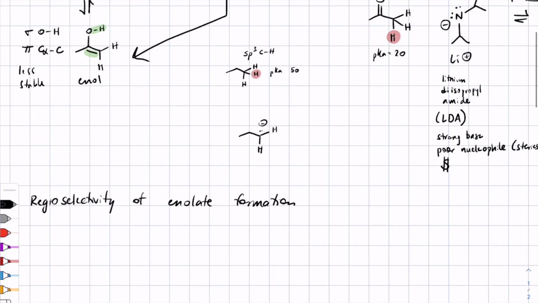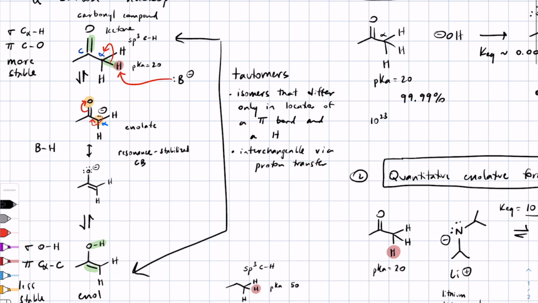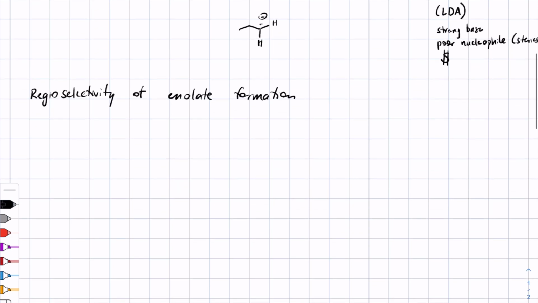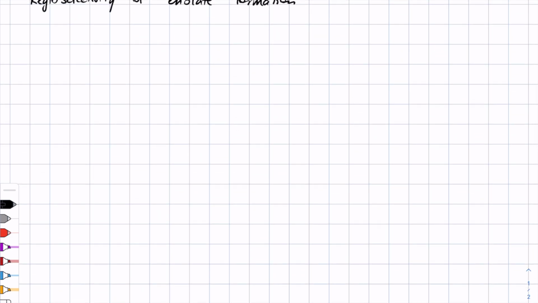So let's talk about regioselectivity of enolate formation. Notice that the ketone I chose is boring. It's symmetric. Your two alpha carbons are identical to each other, but there's no reason we had to choose it to be that way. So this matters for asymmetric ketones.